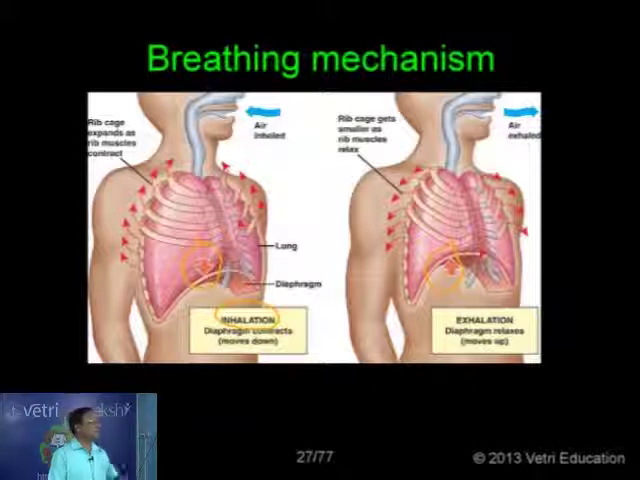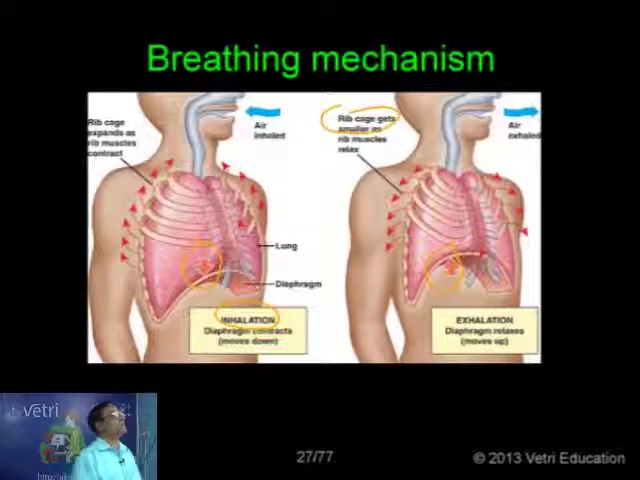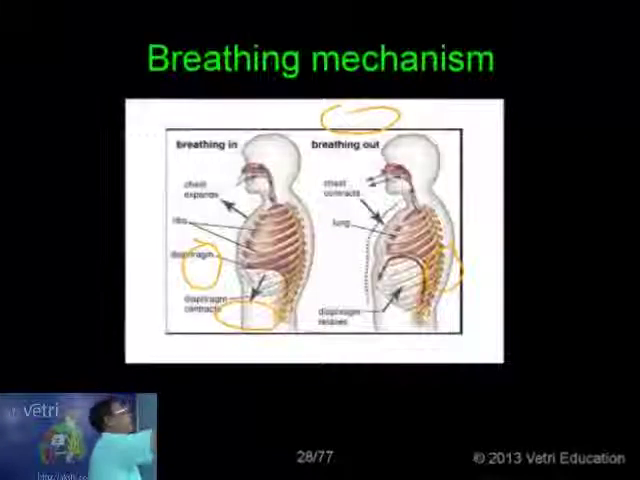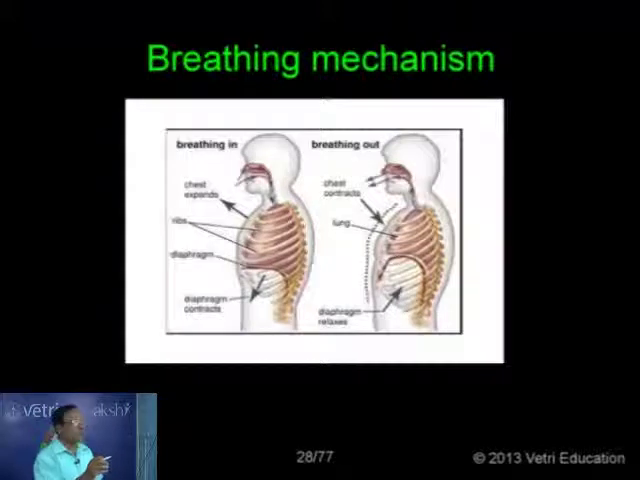And the second one: the rib cage expands as the rib muscles contract. It expands, it is brought forward. And here the rib cage gets smaller as the rib muscles relax. Because of the relaxation of the muscles, the rib cage once again becomes reduced in volume. I have some more diagrams, the same diagrams, somewhat different.